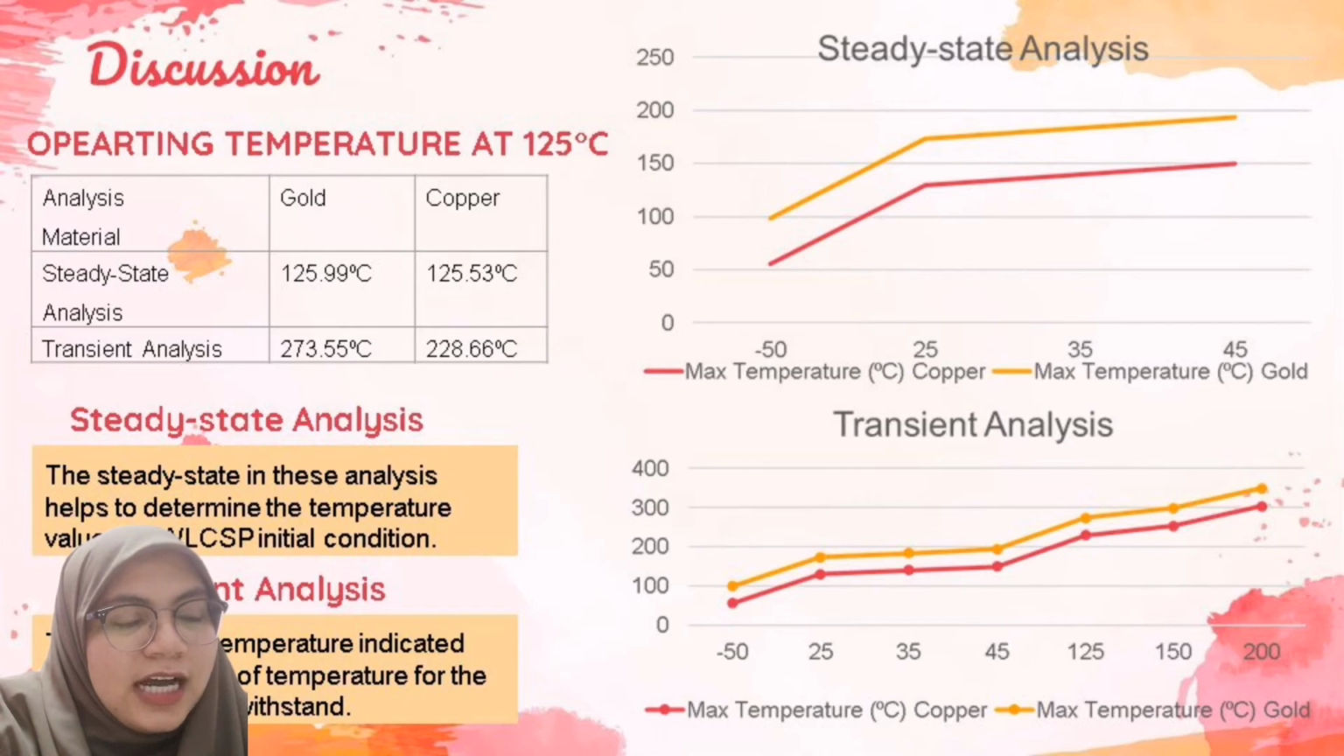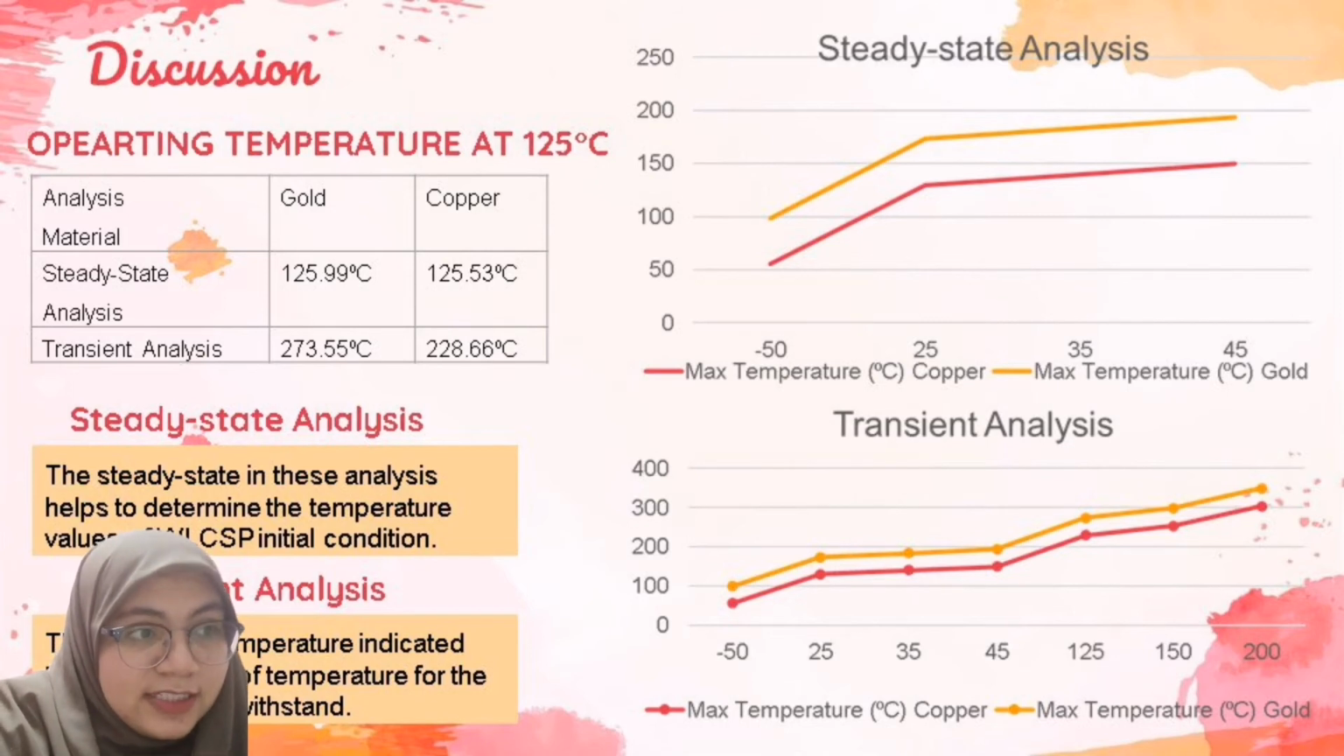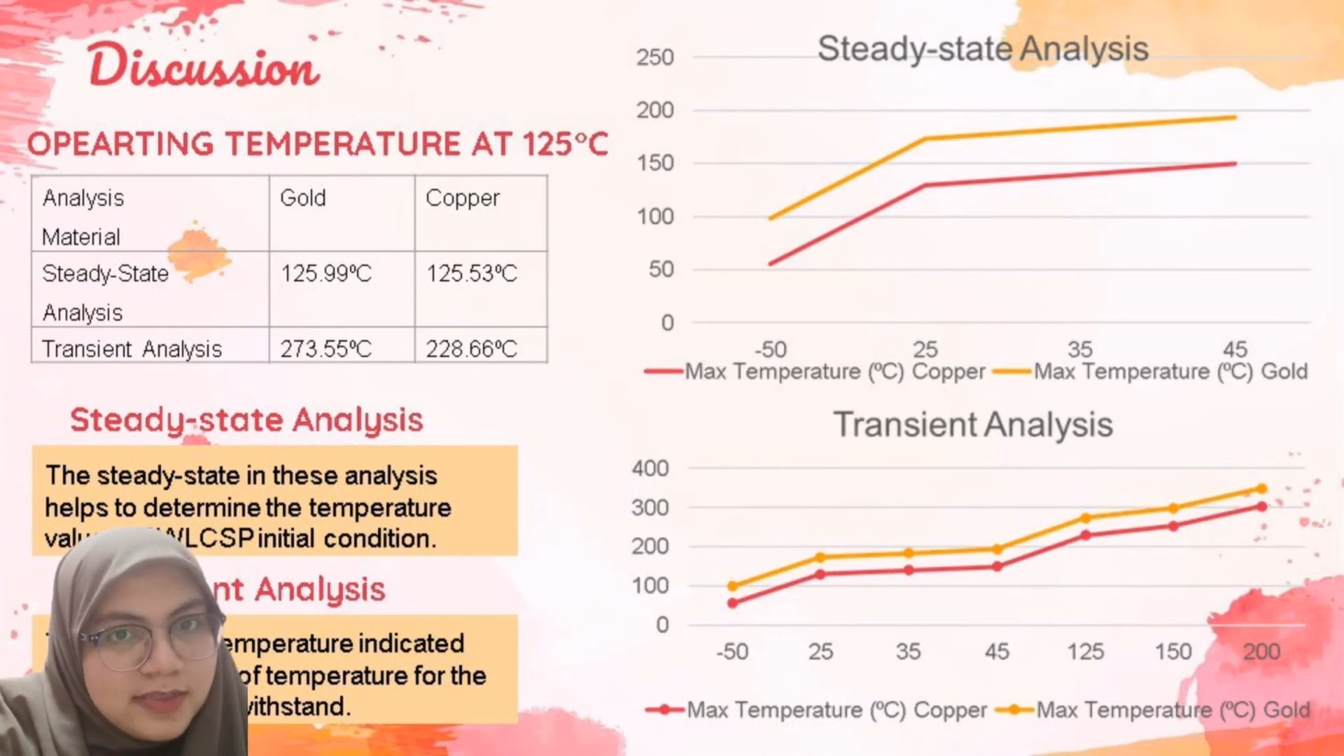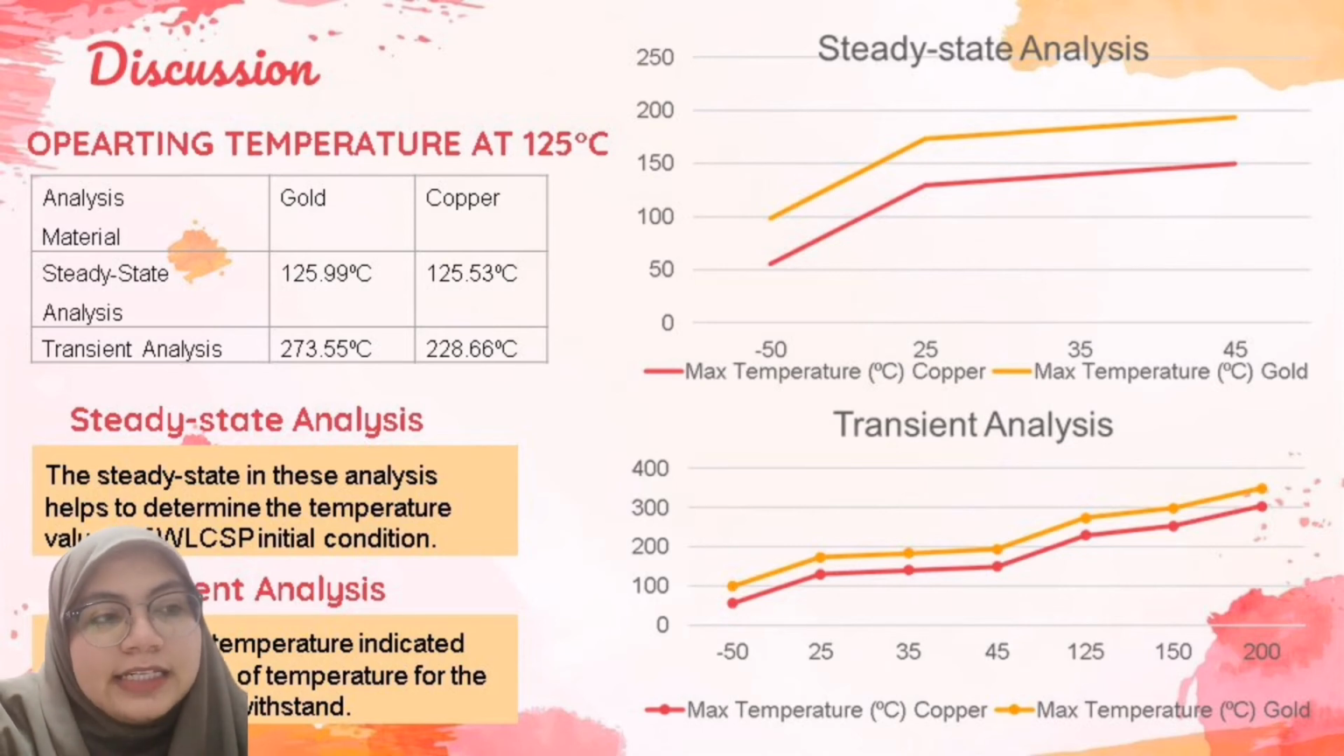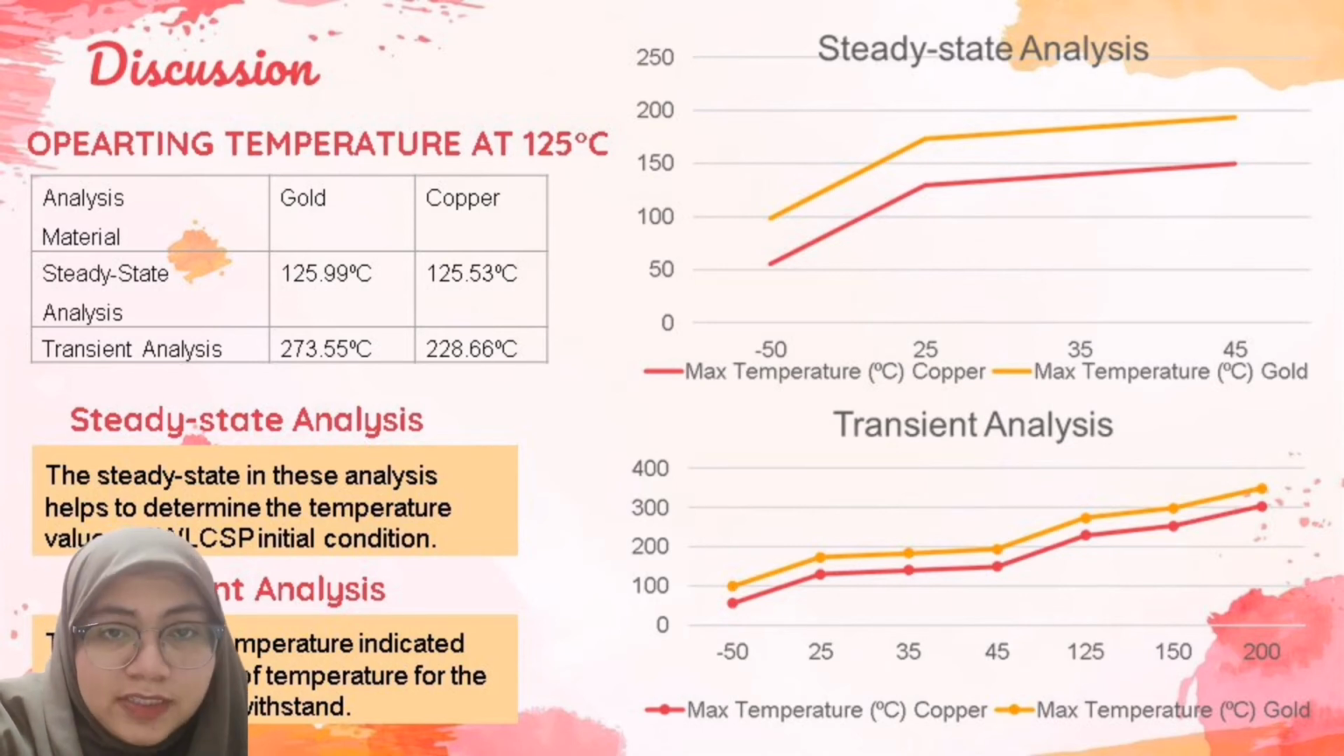So for the steady state analysis, we can see that the gold shows 125.99 degrees Celsius, while for the copper, it shows 125.53 degrees Celsius. While for the transient analysis, they show a very high temperature increase, which is 273.55, while for the copper itself it is almost 228.66 degrees Celsius, which indicates that the operating temperature of 125 degrees Celsius that is applied has a very big impact on the package itself.